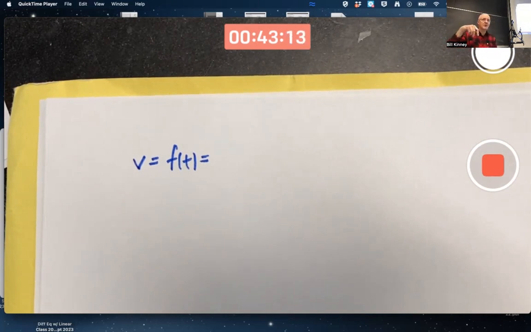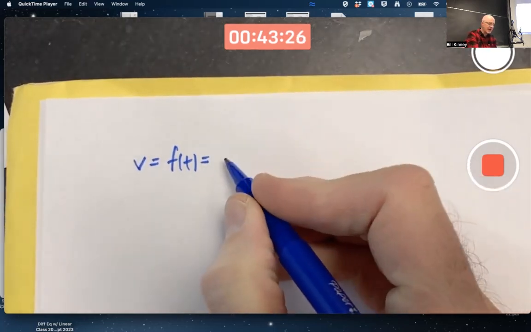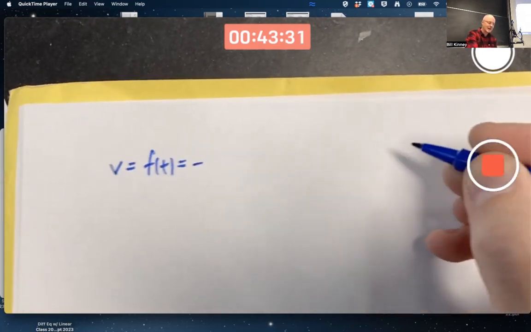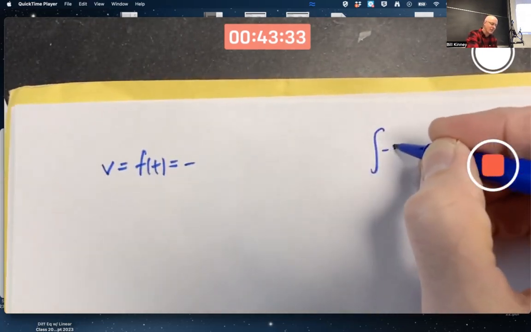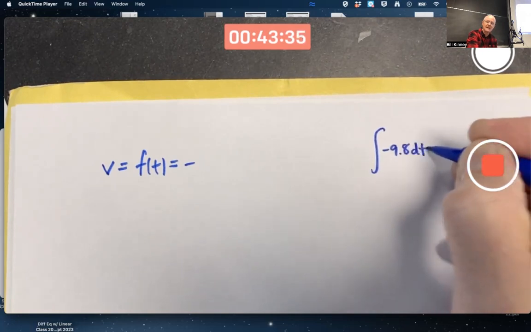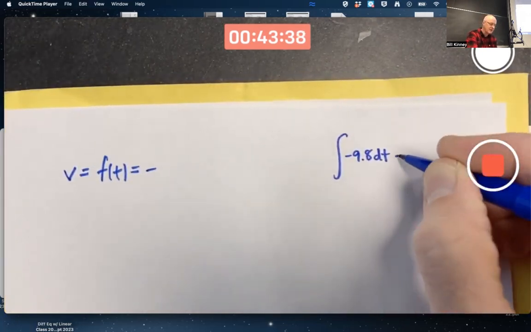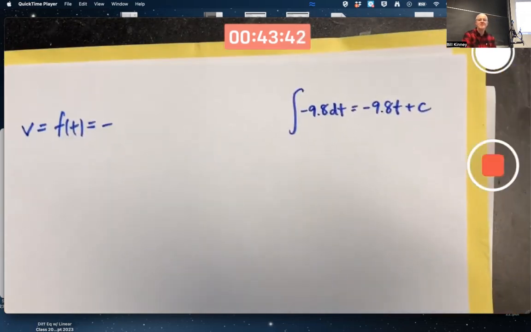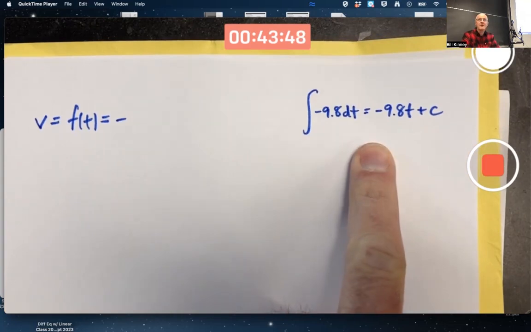The acceleration due to gravity is 9.8 meters per second squared in the downward direction. If you treat upward as positive, downward as negative, you can think of the acceleration as being negative 9.8. And you can think of the velocity as being the integral of negative 9.8. If you integrate negative 9.8 as a constant function of t as an indefinite integral, you'd write it as negative 9.8 t plus c. That's a general antiderivative.